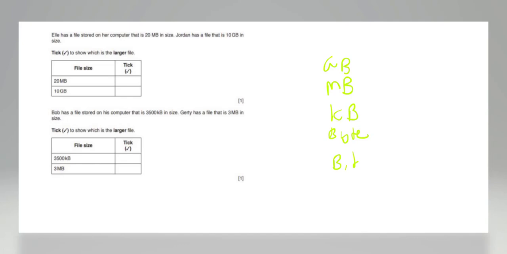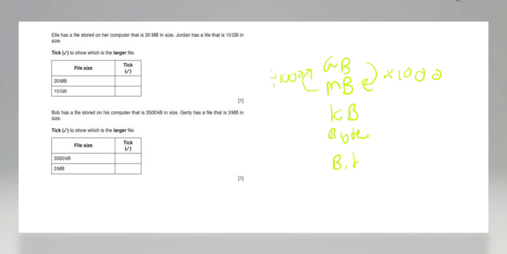Well, we know that to get from megabytes to gigabytes, we would divide by 1,000. So if we have 10 gigabytes, that would literally be as megabytes. If we're going downwards, we would multiply by 1,000. So we've got a choice. We can multiply or divide to work out which one's bigger. So we're going to go downwards.